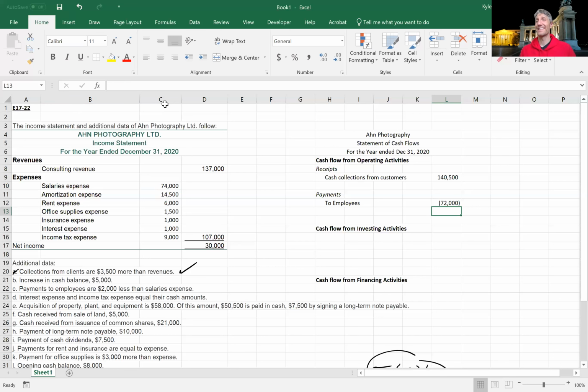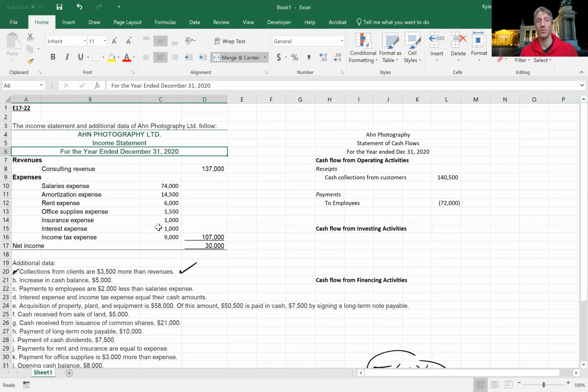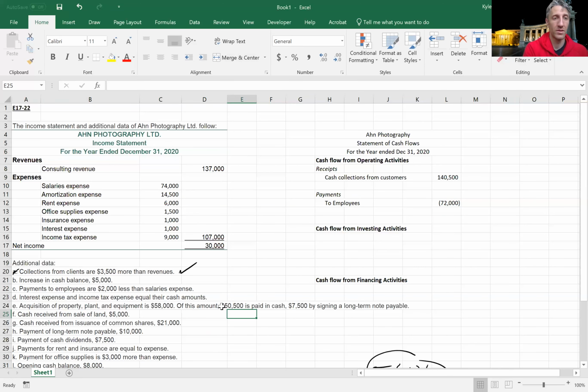So how could it be less than the expense? Well, again, remember, the income statement is based on the accrual basis of accounting. We recognize expenses as soon as they're incurred, not necessarily when the cash is paid. So this organization, if we had their balance sheet, would show salaries payable, right? And that would be paid likely early in the new year, likely early January, if this is a December 31st year end. So we're done with part C.